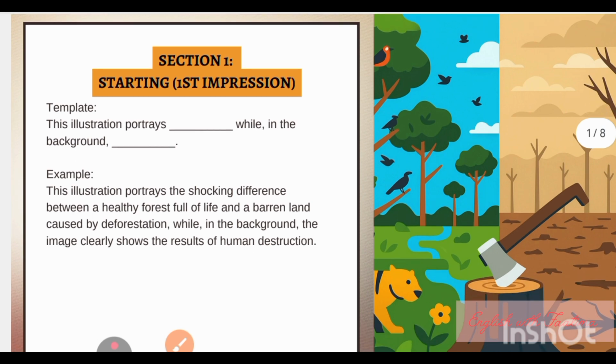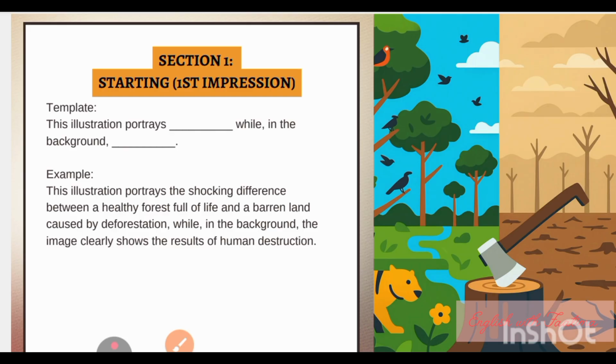So here, let's observe what this picture is actually trying to say. Here we can see two sides, right? Now we can see the difference. On one side, we can see a forest full of life, and on the other side, we can see deforestation. Like two sides, on one side a healthy forest, on the other side there is deforestation. So simply you can describe this.